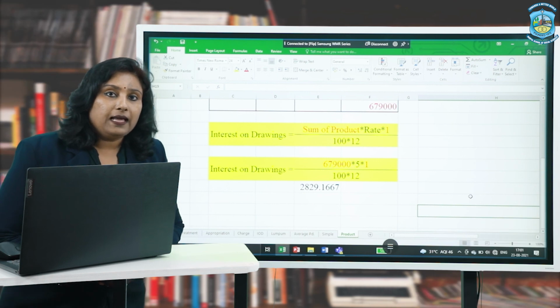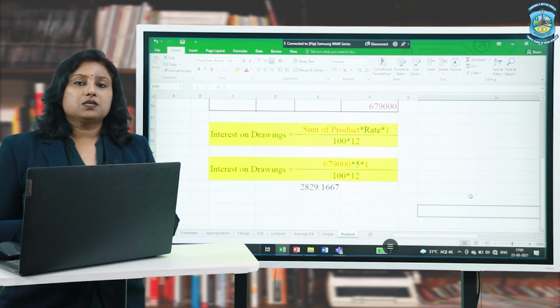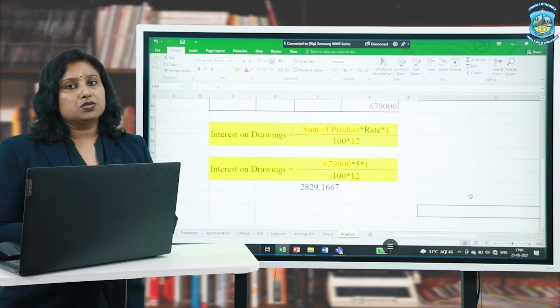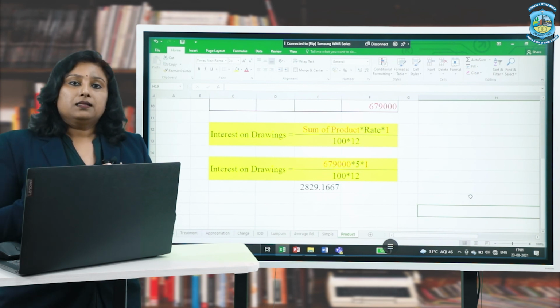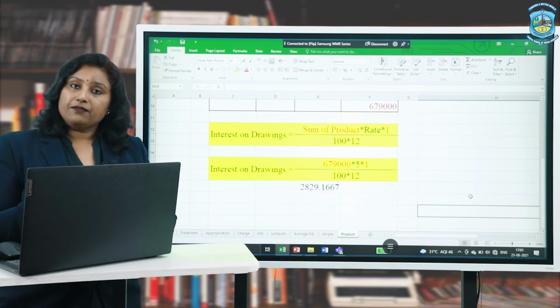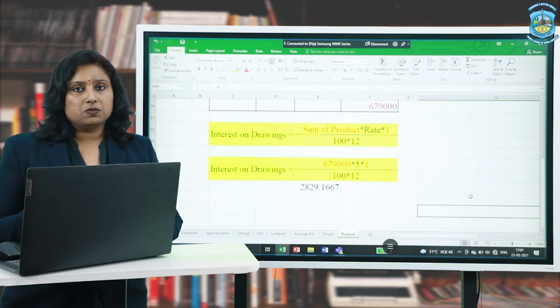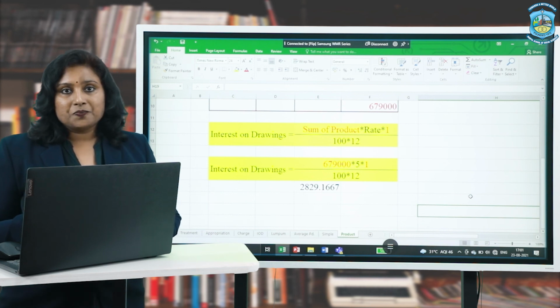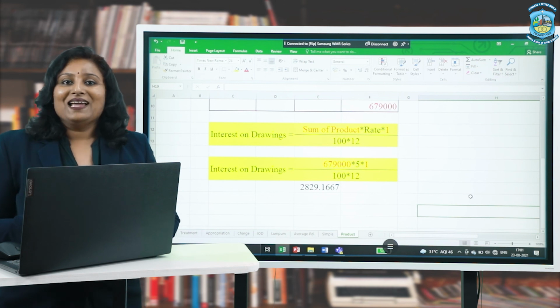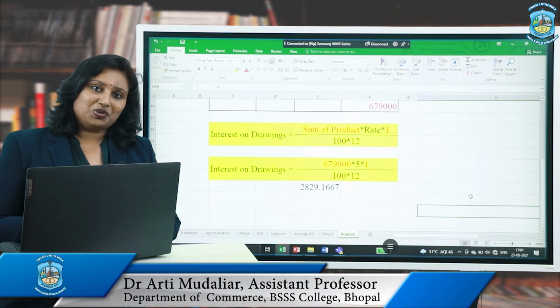So I hope you all have understood all the various methods of calculation of interest on drawings, that is the lump sum method, the average period method, that is when the regular withdrawals are done at equal time intervals and irregular withdrawal are done at unequal time periods. If you have any confusion, repeat the video and watch it carefully and understand the calculation of interest on drawings and its accounting entry.